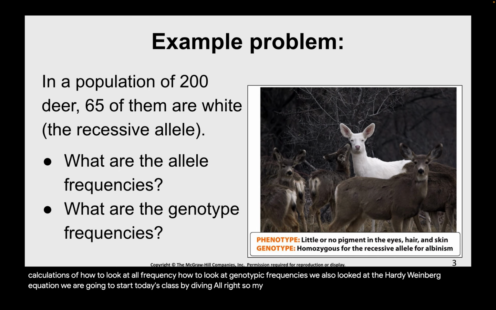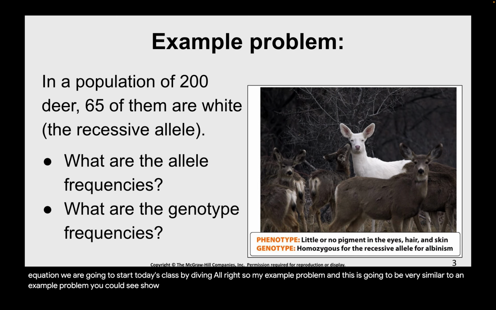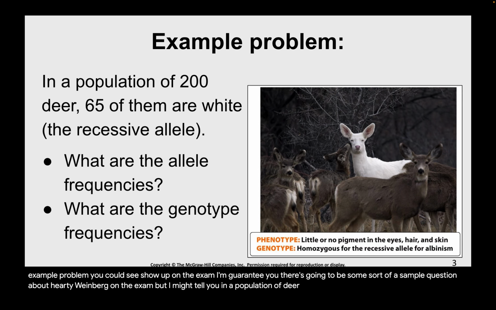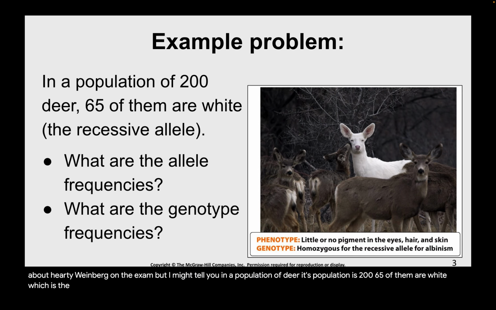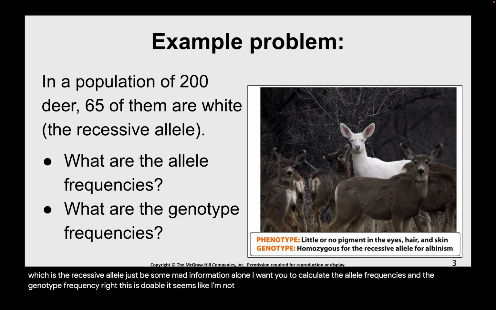So my example problem, and this is going to be very similar to an example problem you could see show up on the exam. I guarantee you there's going to be some sort of a sample question about Hardy-Weinberg on the exam. But I might tell you, in a population of deer, right, the population is 200, 65 of them are white, which is the recessive allele, right? Just based on that information alone, I want you to calculate the allele frequencies and the genotype frequencies, right? This is doable. It seems like I'm not giving you a lot of information, but I am. I'm giving you way more than you think.